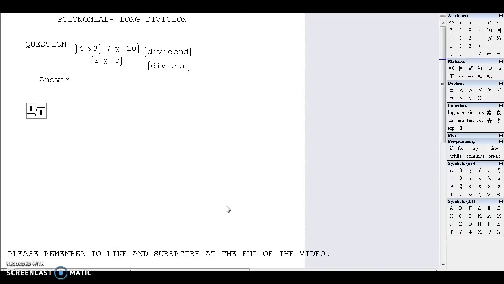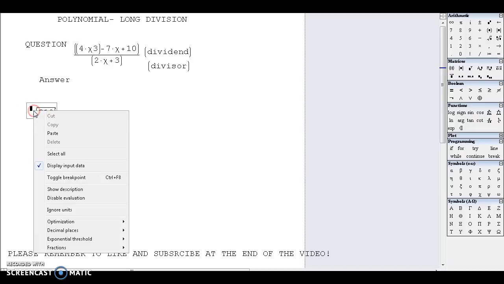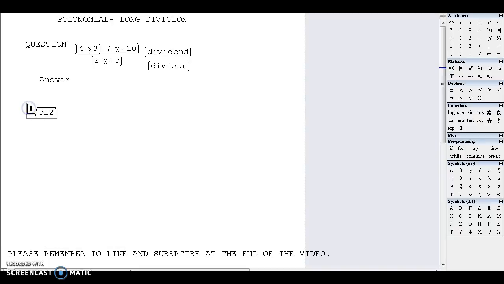Before we even start dividing the polynomial equation, I want to just jog your memory a bit for you to get a clear understanding. Before we start doing the long division of the polynomial, let us just do a normal division of numbers without any x values in it, right? So let us divide 312 by 3, okay?